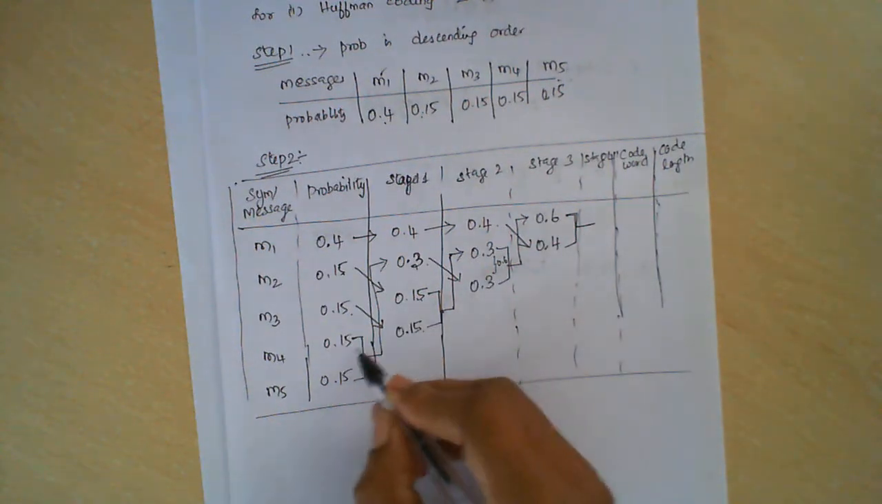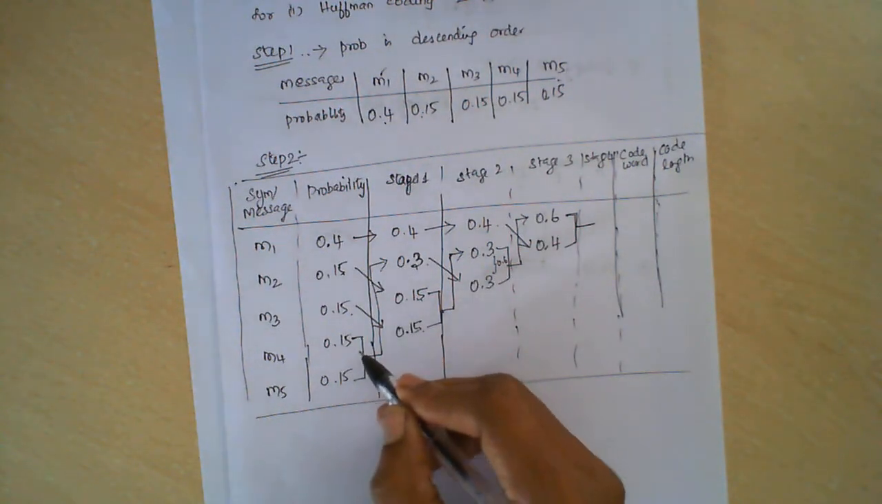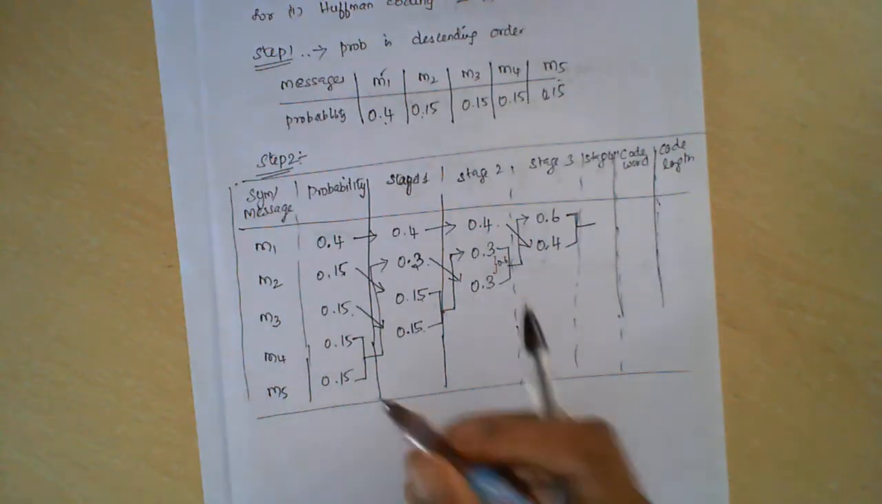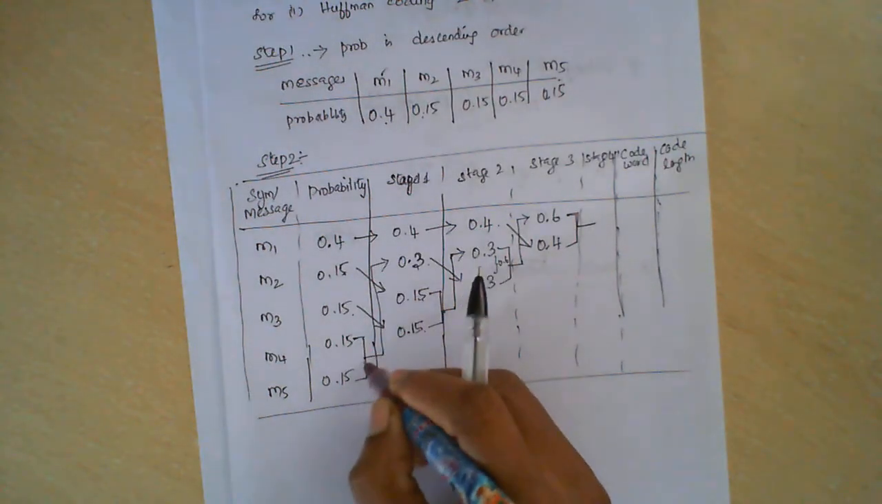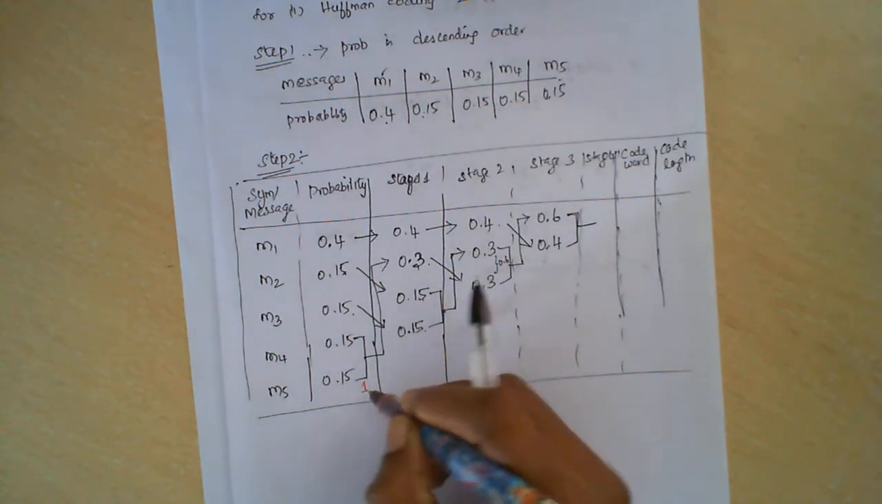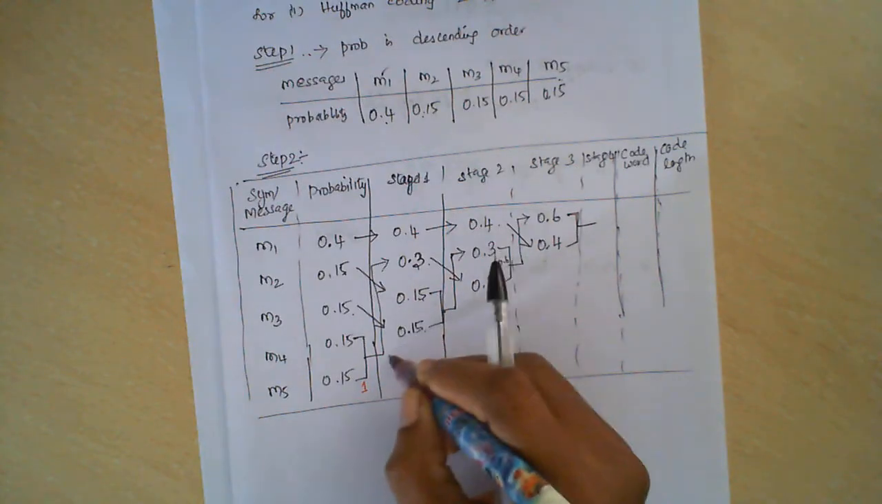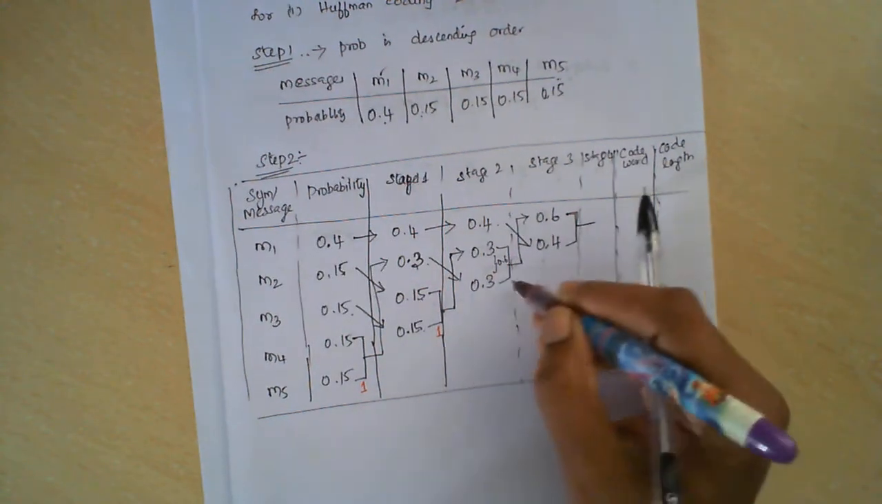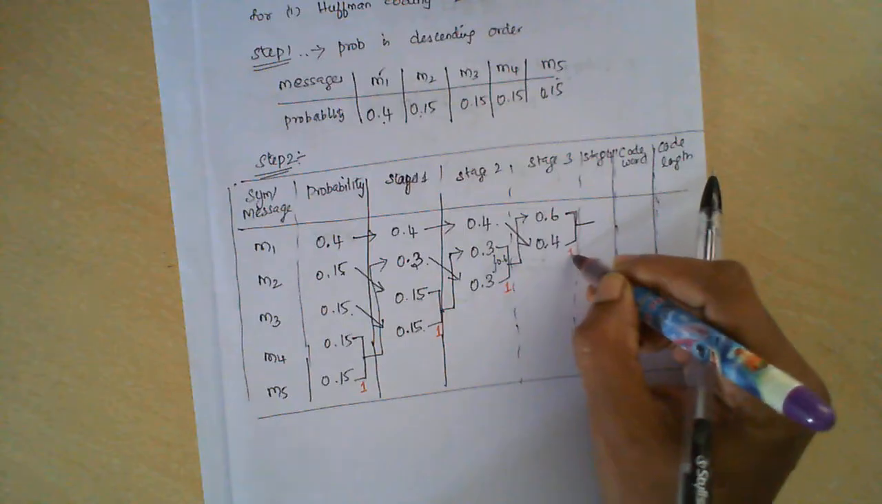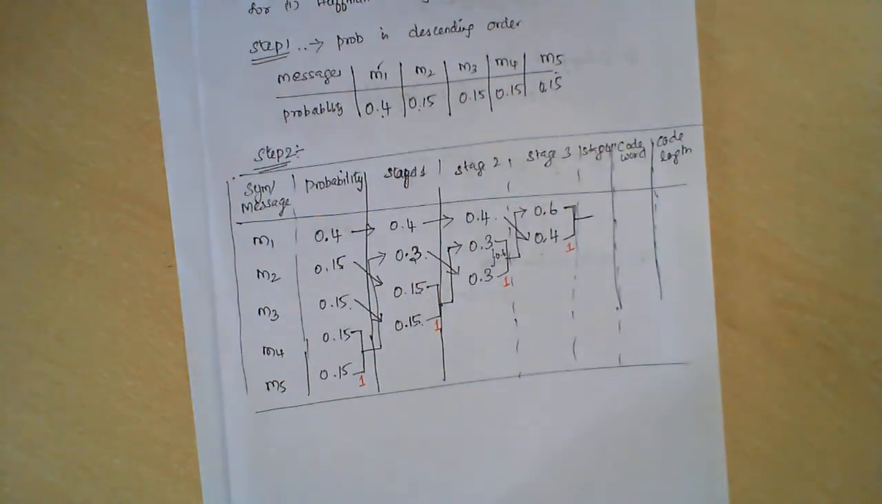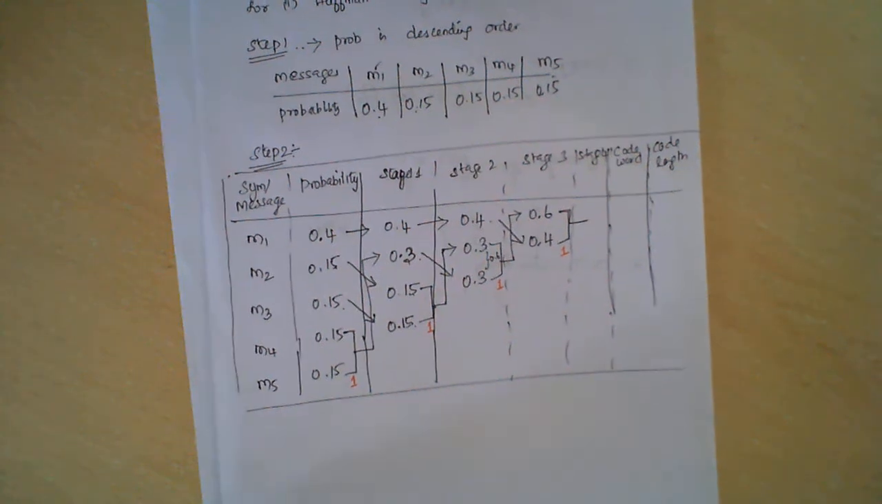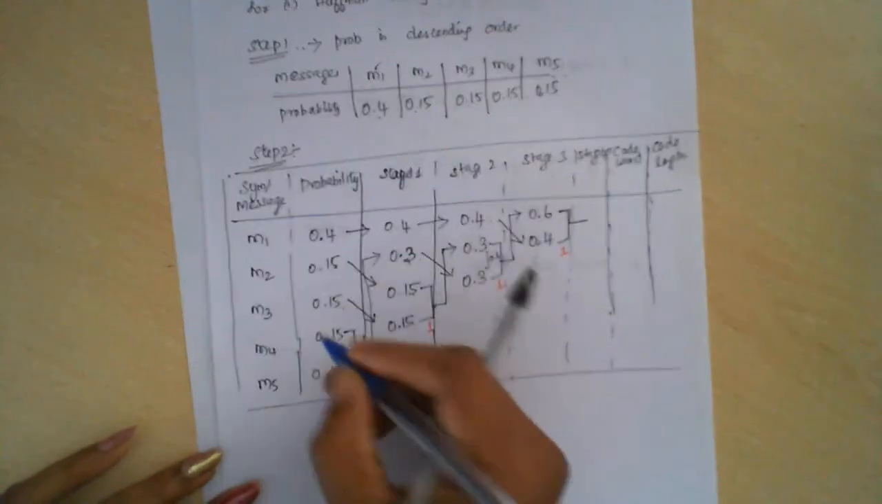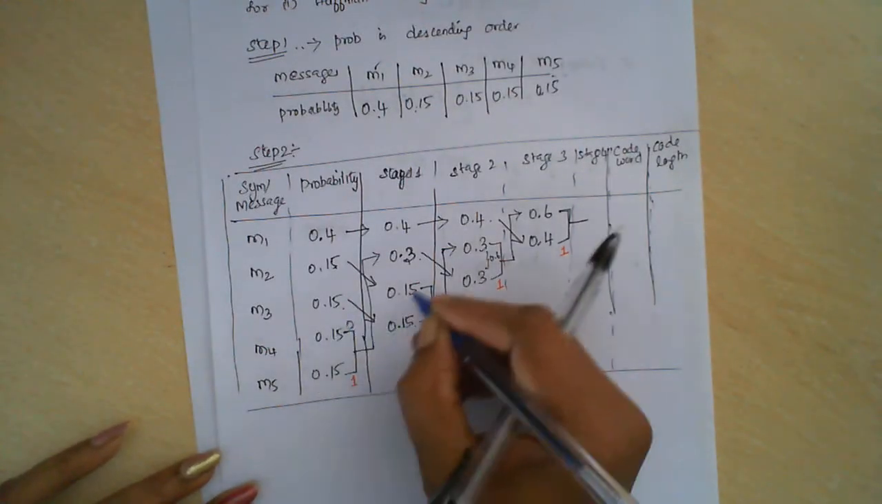So here, whatever this division is, for the bottom level you should assign the bit as 1, whereas for the top level you should assign it as 0.